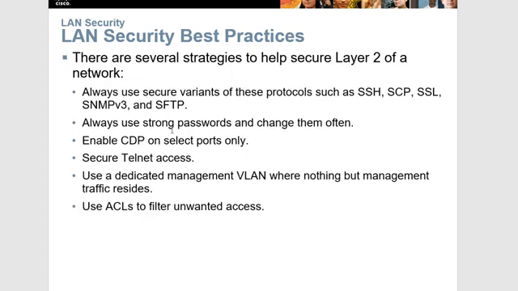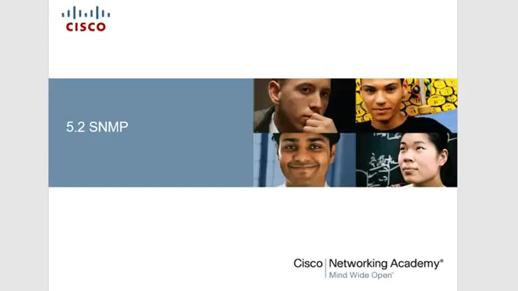Some best strategies to help secure Layer 2: SSH, SCP, SSL, SNMP, which is what we're going to get into, the Simple Network Management Protocol. Always use strong passwords. We talked about Cisco Discovery Protocol, securing telnet access. We should probably just use SSH instead. Use a dedicated management VLAN, where nothing but management traffic resides. We talked about that when we were setting up VLANs. Use access control lists to filter unwanted traffic. And then we're going to talk about the Simple Network Management Protocol.